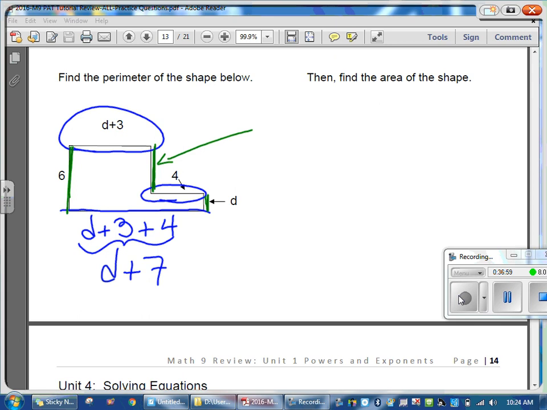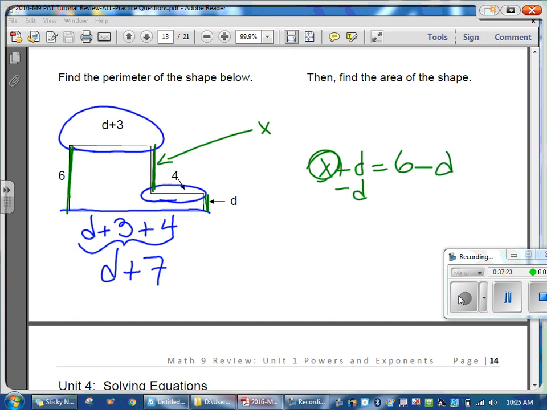How do I find out what x would be? How do I get rid of d? What would I do to d? We subtract it. So I'm going to subtract it over, subtract it over. So this little baby side here is going to be 6 subtract the d. Okay? So that guy is 6 subtract d.